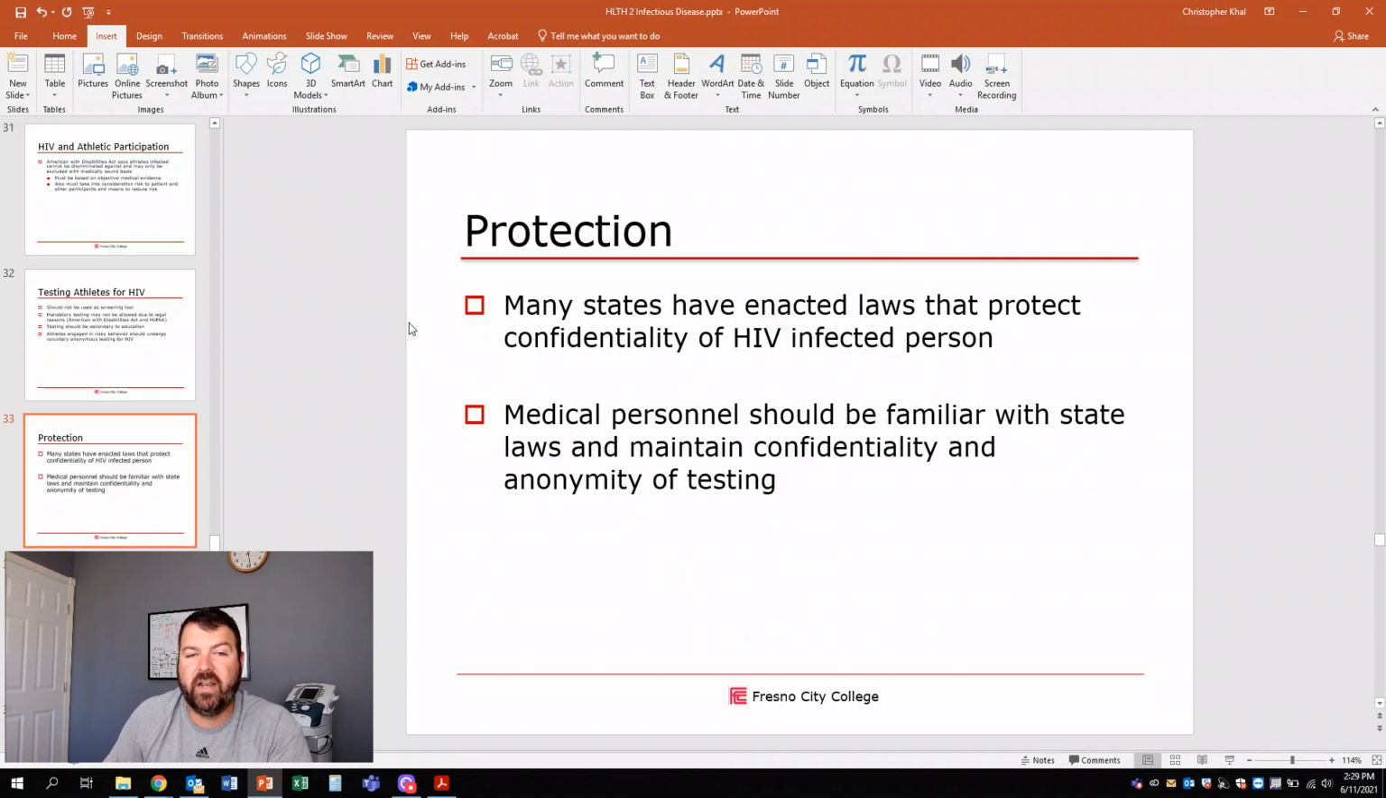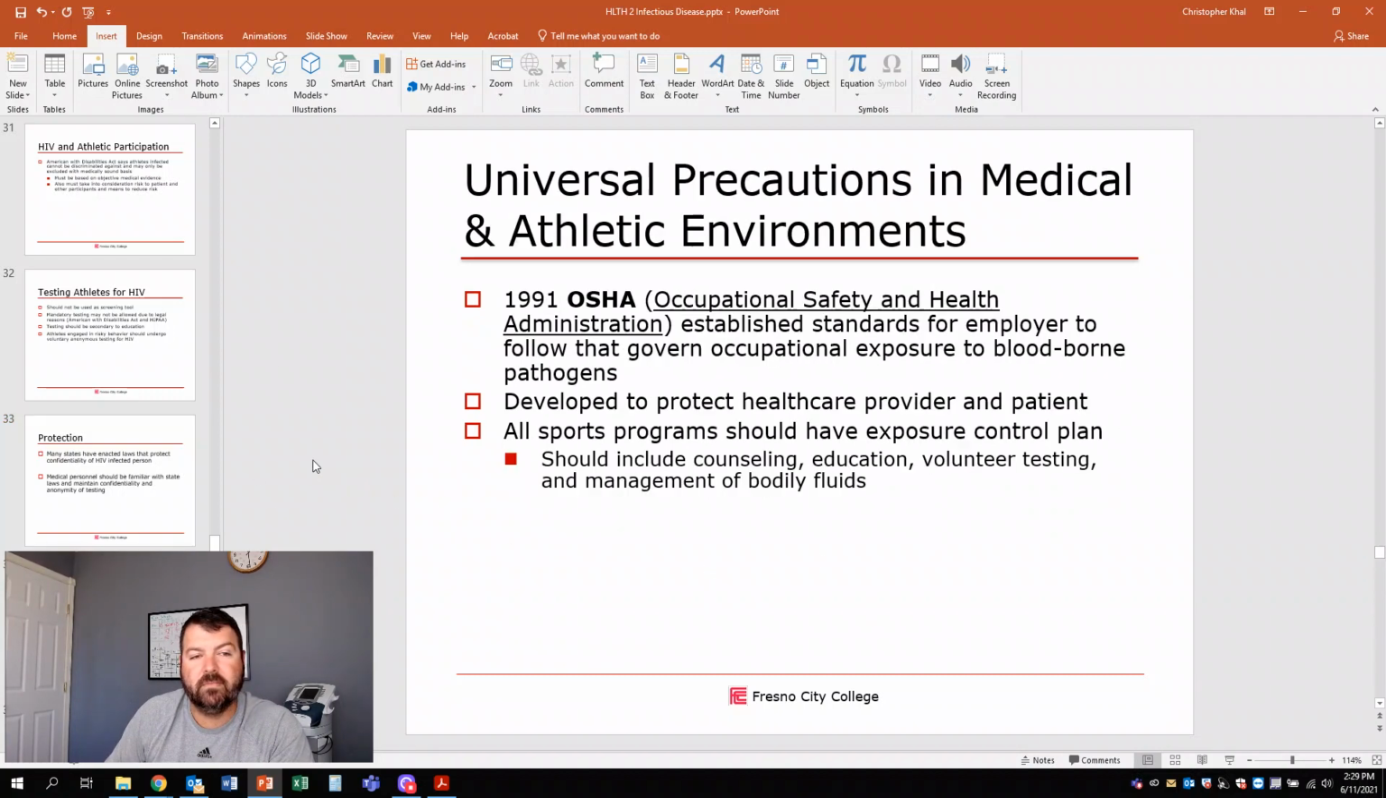Protection. Many states have enacted laws that protect confidentiality of HIV. Medical personnel should be familiar with state laws that maintain confidentiality and anonymity of testing. All right, on to OSHA, the Occupational Safety and Health Administration. It established standards for employers to follow that govern occupational exposure to bloodborne pathogens, developed to protect healthcare providers and patients. In the sports realm, you should have a control plan, including counseling, education, voluntary testing, and management of bodily fluids.